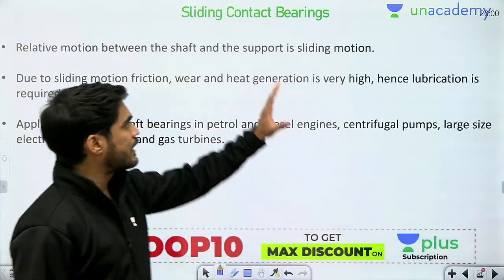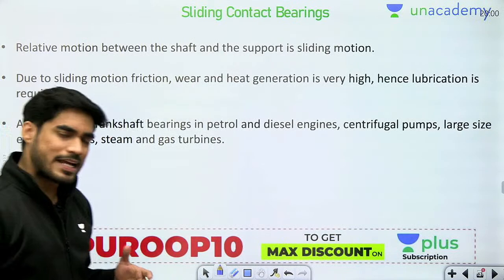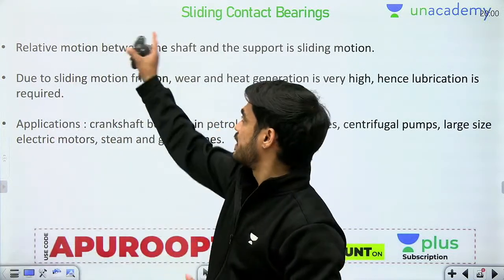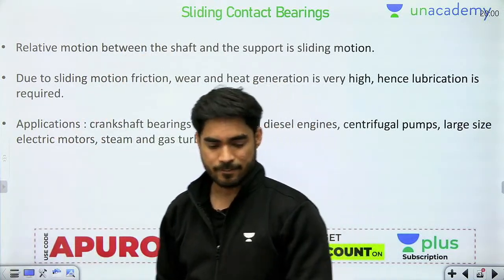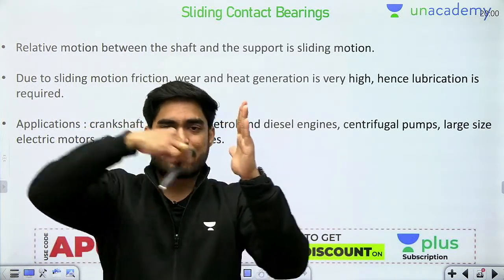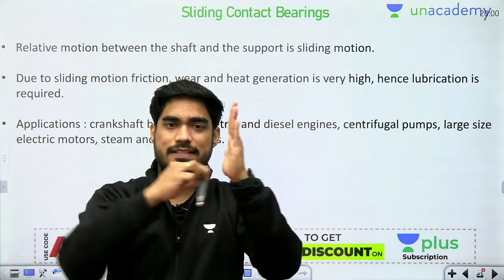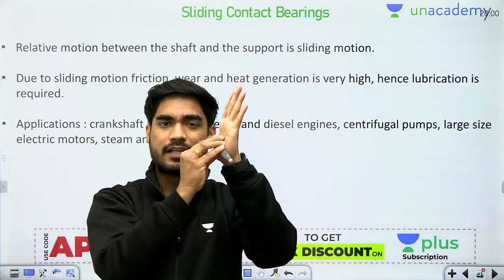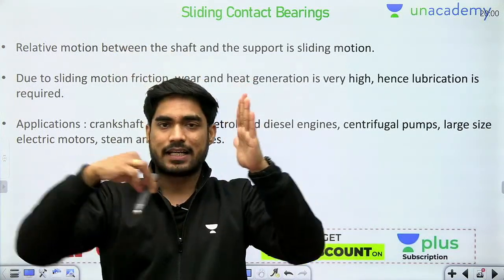Okay, now let's come to sliding contact bearing. So beta, already by the name itself it is clear. Sliding contact means if this is the shaft and this is the bearing surface, then the shaft surface will be sliding on this like this. Okay, it will not be rolling, the shaft surface will be sliding like this.